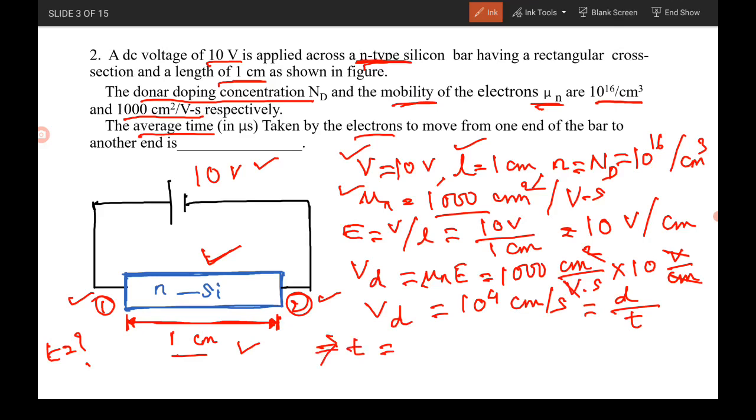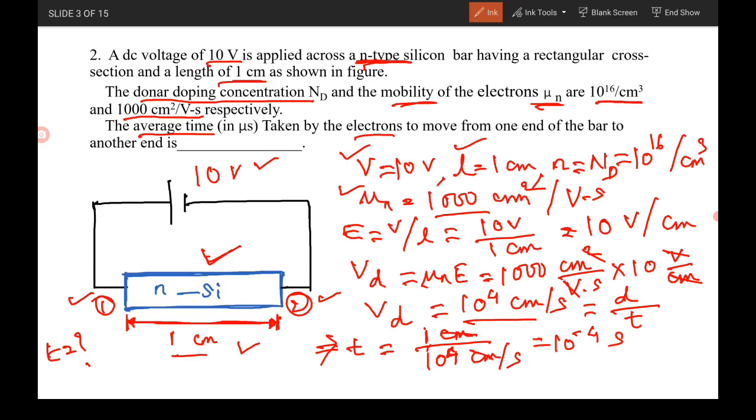So distance here we can substitute 1 centimeter. So distance is 1 centimeter divided by velocity, which is how much? 10 to the power 4 centimeter per second. So here 10 to the power 4 centimeter per second, so centimeters get cancelled. What you will get? 10 to the power minus 4 seconds.